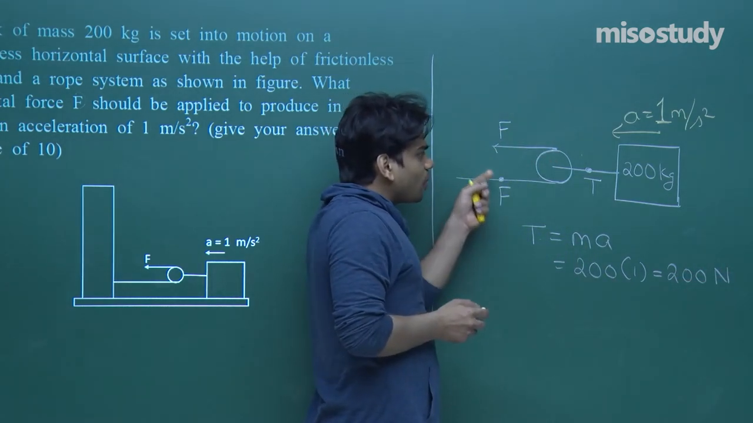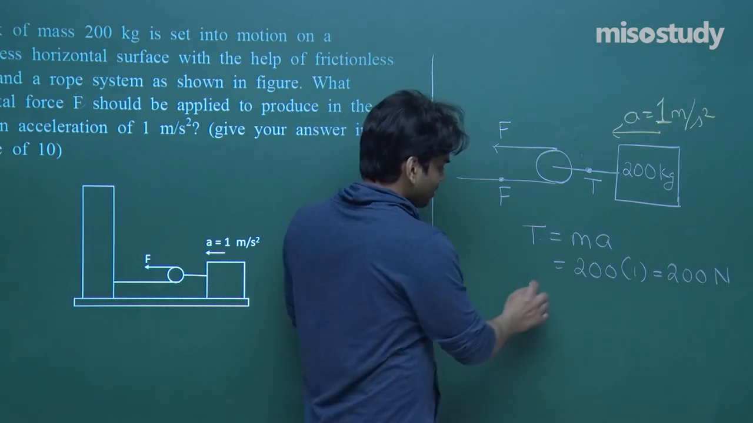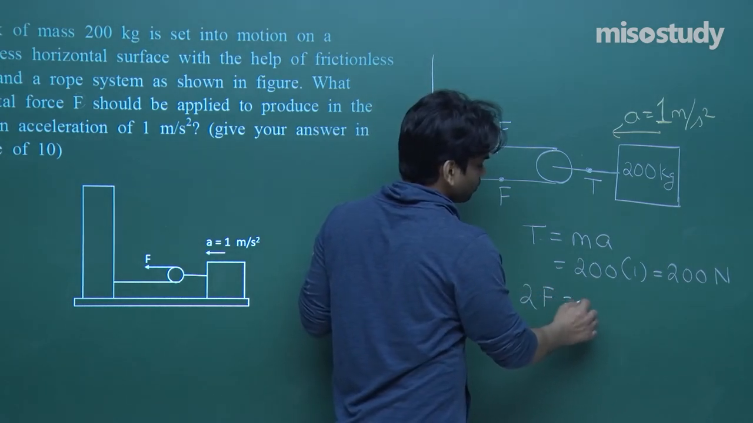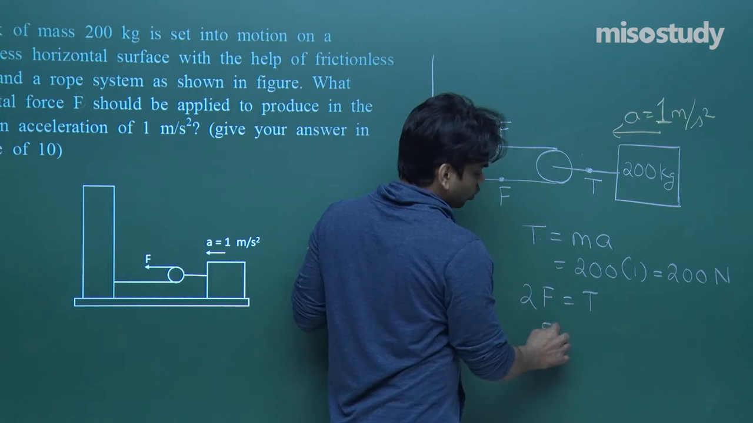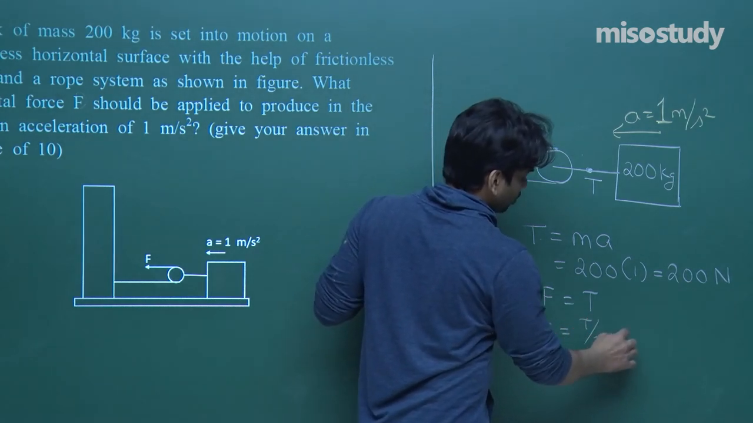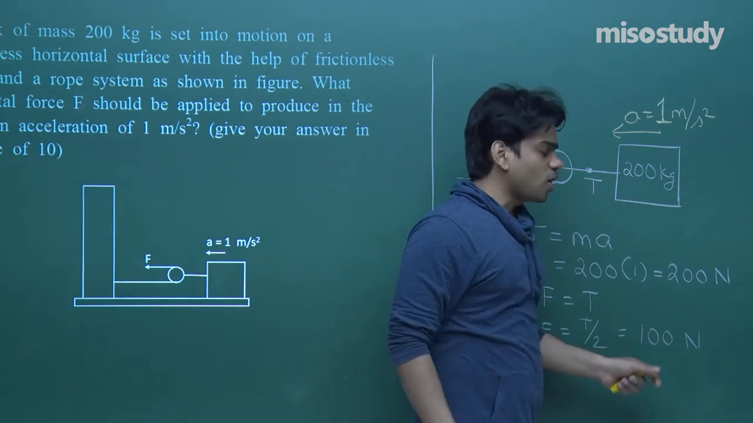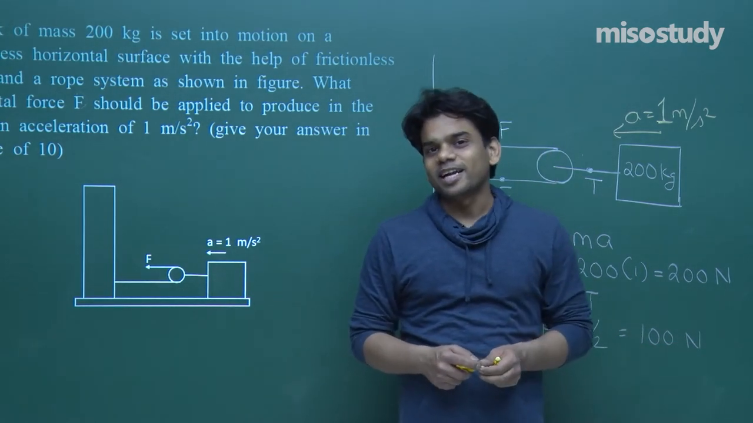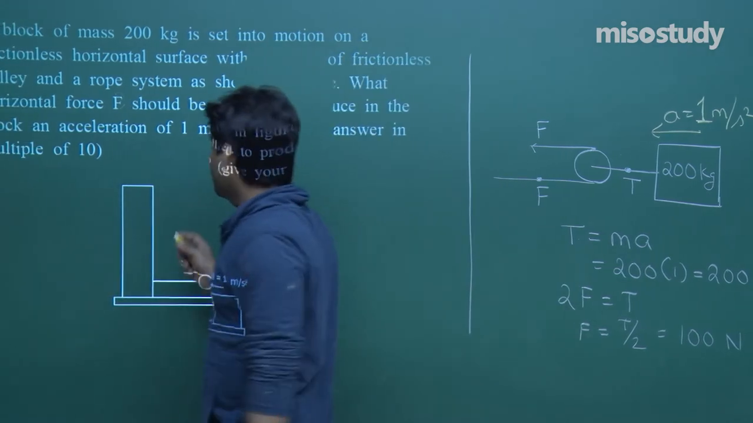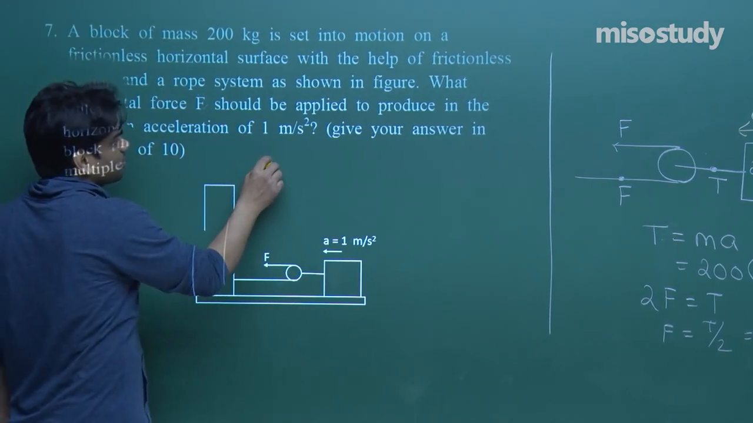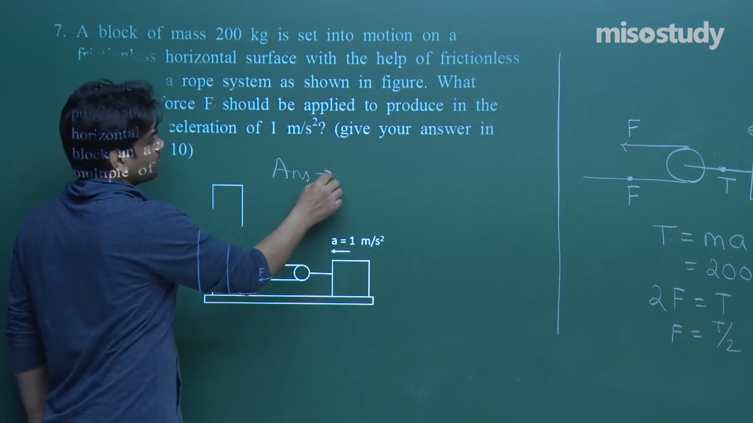Now this 2F should be equal to T, pulley is light, so 2F should be equal to T, so F comes out to be T by 2, that is equal to 100 Newton. So 100 Newton, you have to give an answer in multiples of 10, that 10 will be the answer. So you need to circle 10, so your answer will be 10 here.